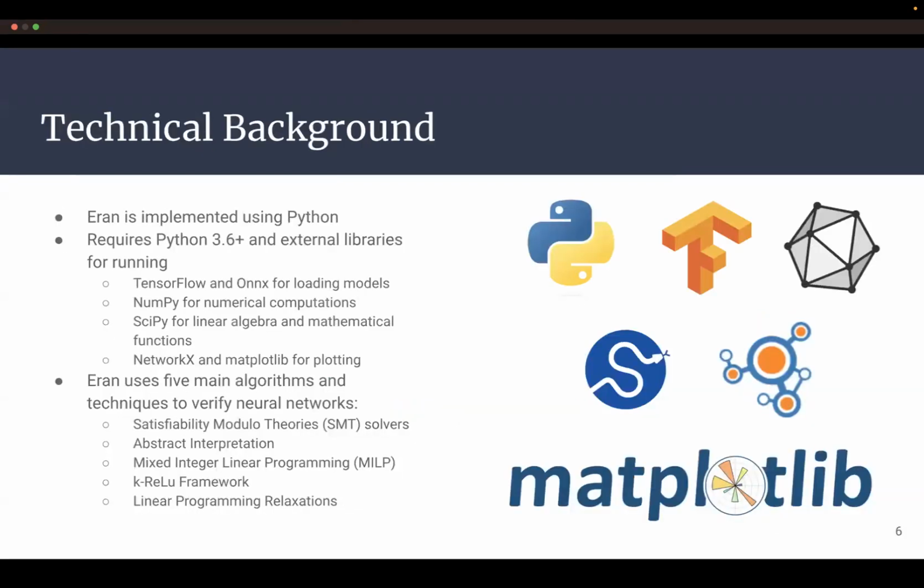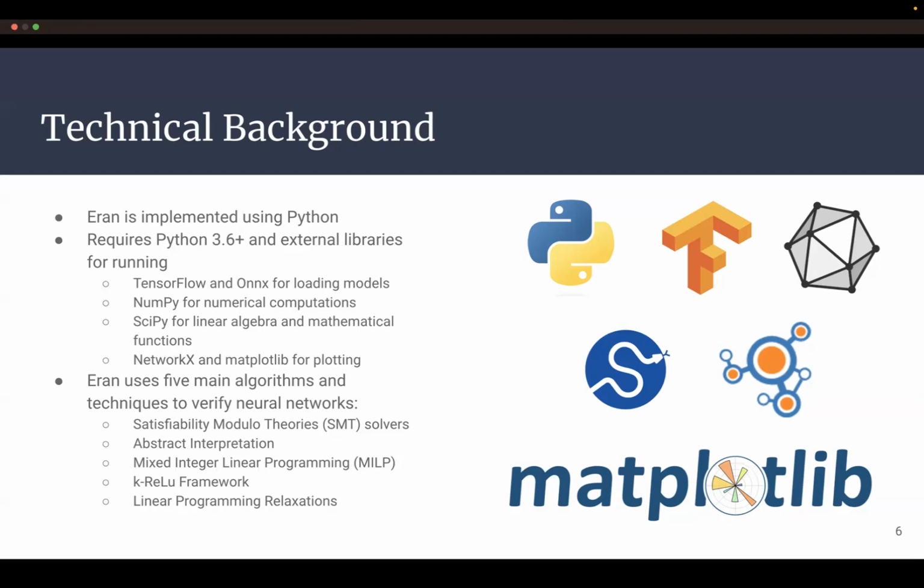So, some of the technical background of ERAN: it is implemented using Python. It requires Python 3.6 and uses external libraries like TensorFlow and ONNX for loading models, NumPy for numerical computations, SciPy for linear algebra and mathematical functions, and NetworkX and Matplotlib for plotting. ERAN uses 5 main algorithms and techniques to verify neural networks.